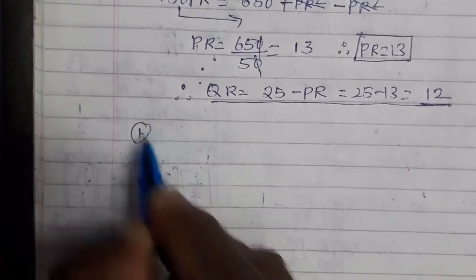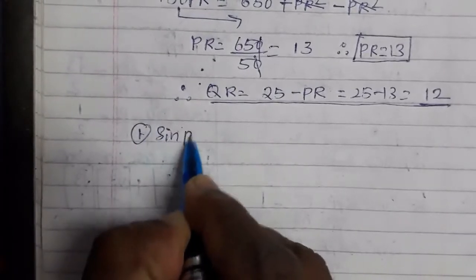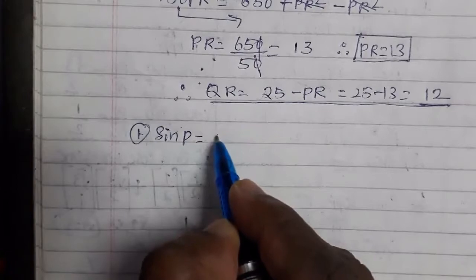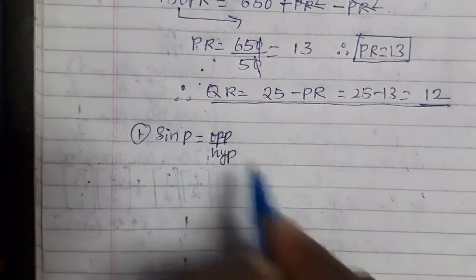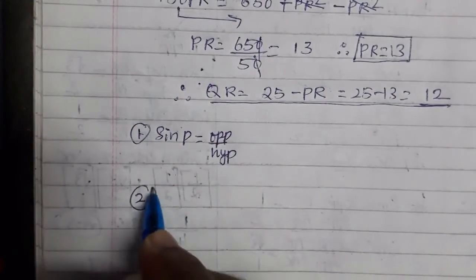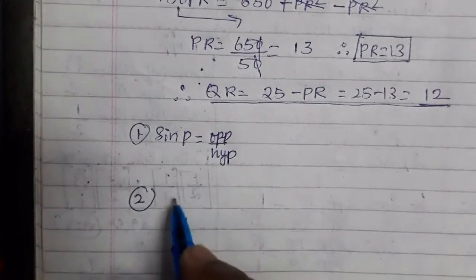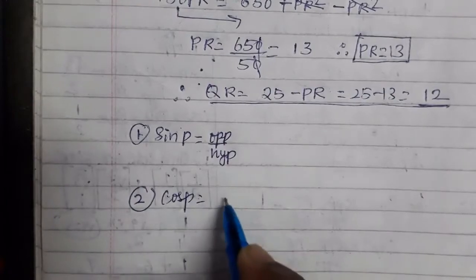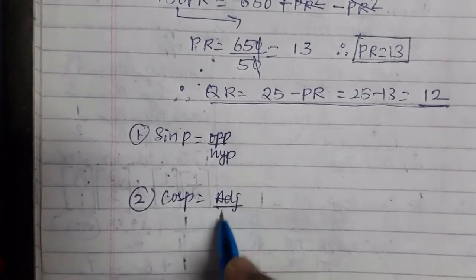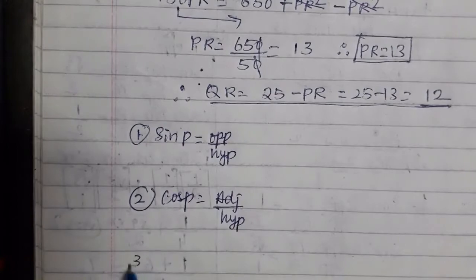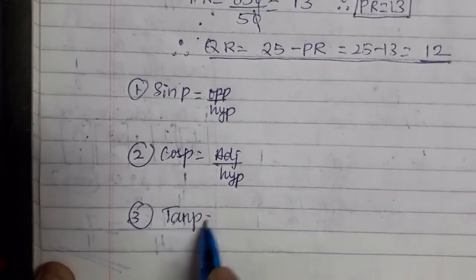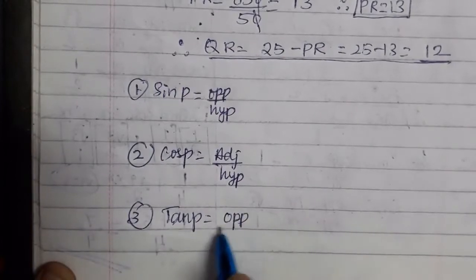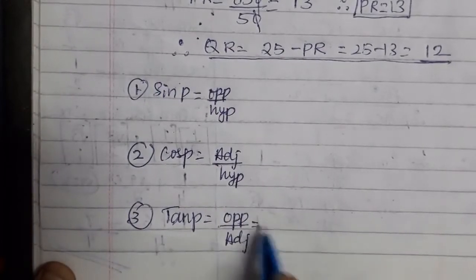First question, sin P. Sin P means sin P is opposite by hypotenuse. Next, second is I have to find cos P. Cos P is adjacent by hypotenuse. Third, I have to find tan P. Tan P means opposite by adjacent. So we will take the help of the diagram.